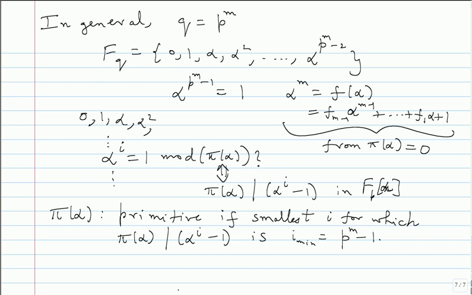Such a choice is always possible. One can show that for every m, for every p, a primitive polynomial of degree m over F_p will exist. Once you show that, you can immediately claim alpha will always have order p power m minus 1 in F_q. So such an element is called primitive. In F_q, an element of order q minus 1 is called primitive.